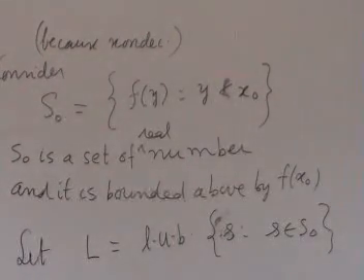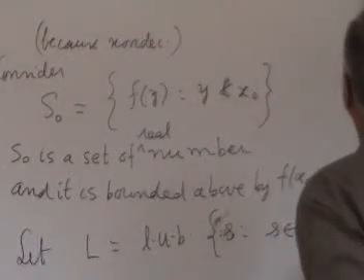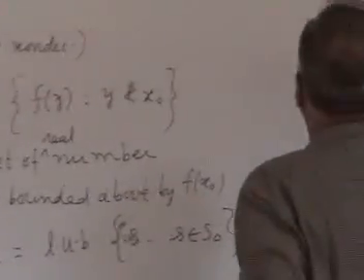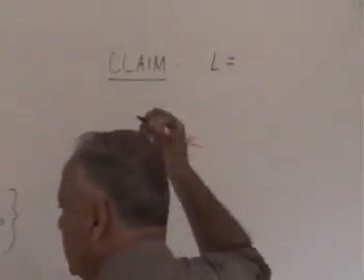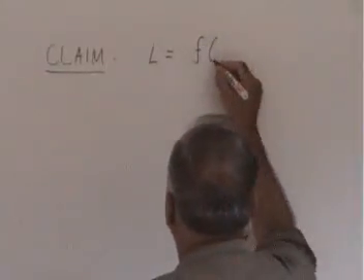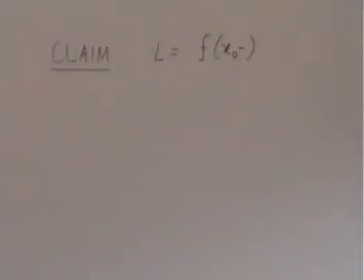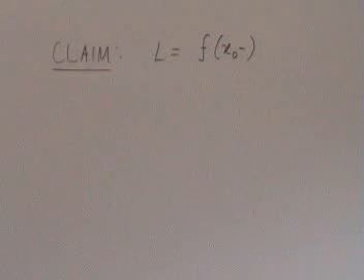Now our claim is that this L is exactly equal to the left hand limit of f at x naught. What we are claiming is that the left hand limit exists and is exactly equal to this least upper bound. So why is that?